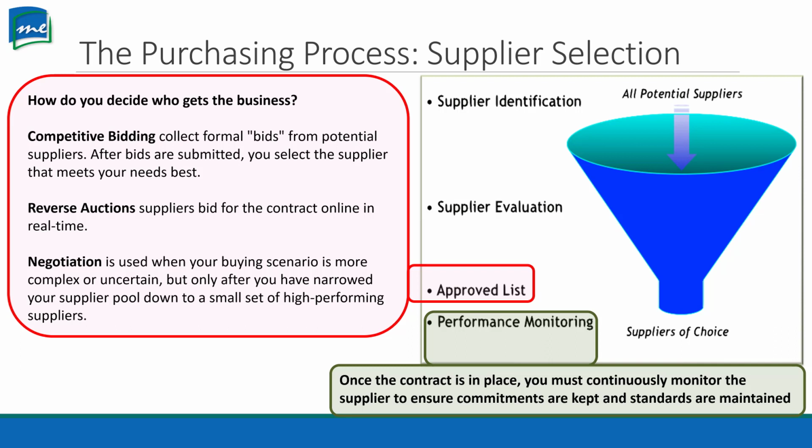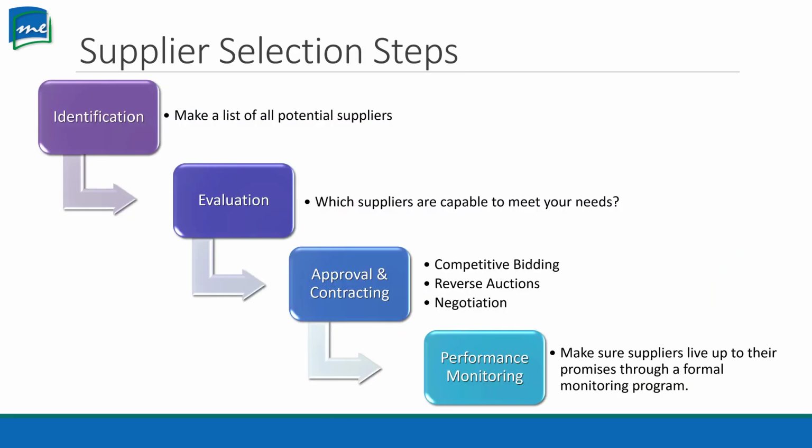So once a contract is in place, you must continuously monitor your supplier and make sure the standards are maintained. That's where performance monitoring is essential. So let's look at the steps for selecting our supplier. So we have to make a list of all our potential suppliers. Then we're going to evaluate them. Are they capable of meeting our needs? And then we're going to do the approval and contracting. So this is a competitive bidding, reverse auction, negotiation, and then our performance monitoring.